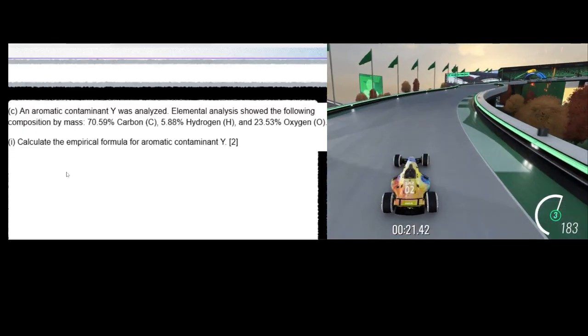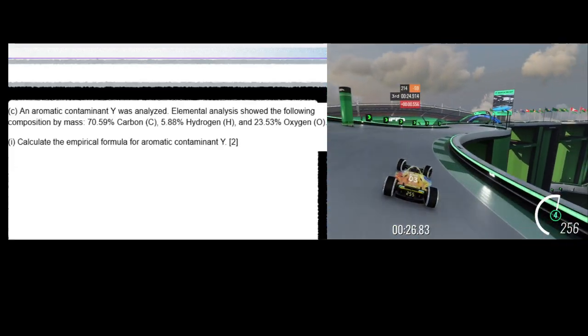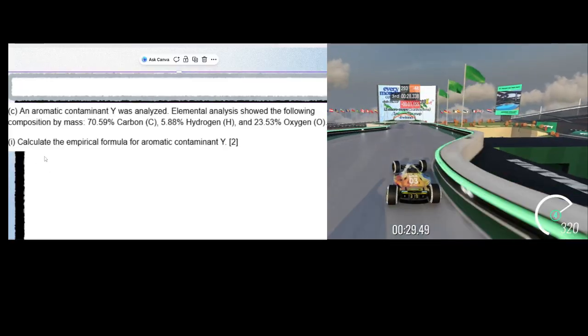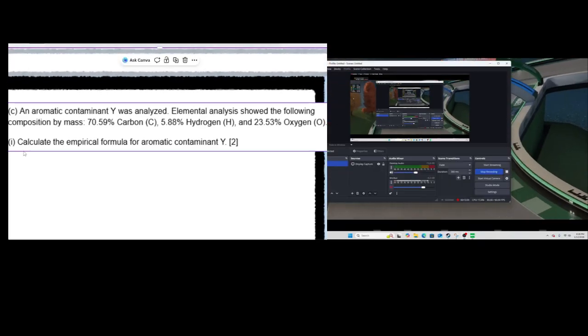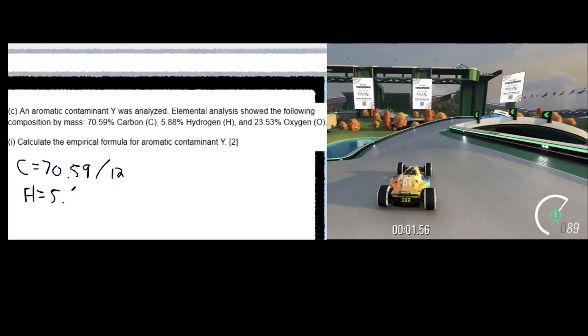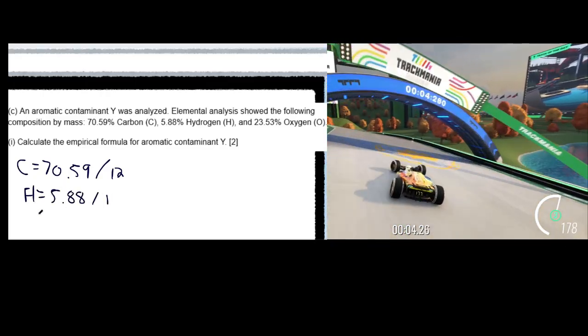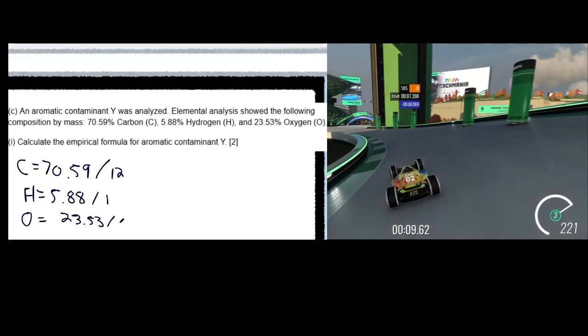We're going to assume that they're 100%, and we're going to start with the first one, which is carbon. Carbon equals 70.59, and we're going to divide it by its mass, which is 12. We're going to take the hydrogen next, and our hydrogen is 5.88. That's going to be divided by 1, and then we're finally going to take our oxygen, which equals 23.53. We're going to divide that by 16.